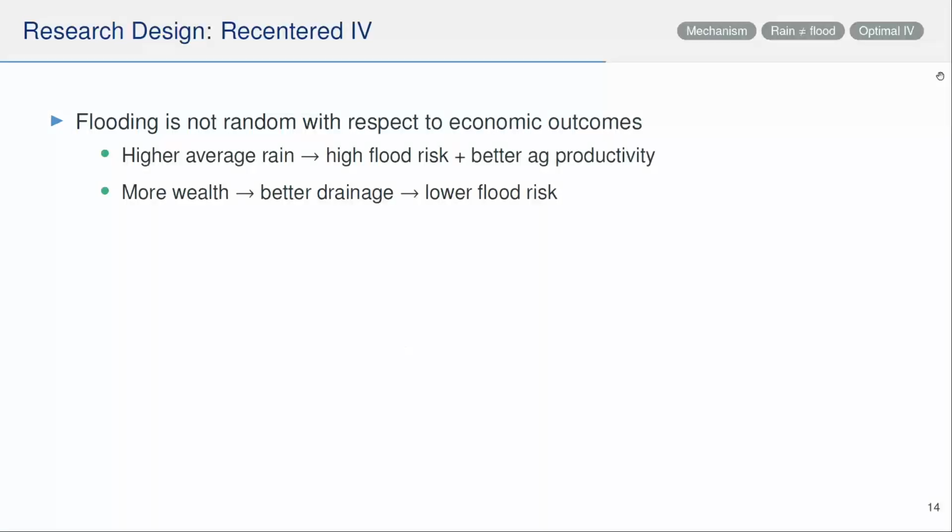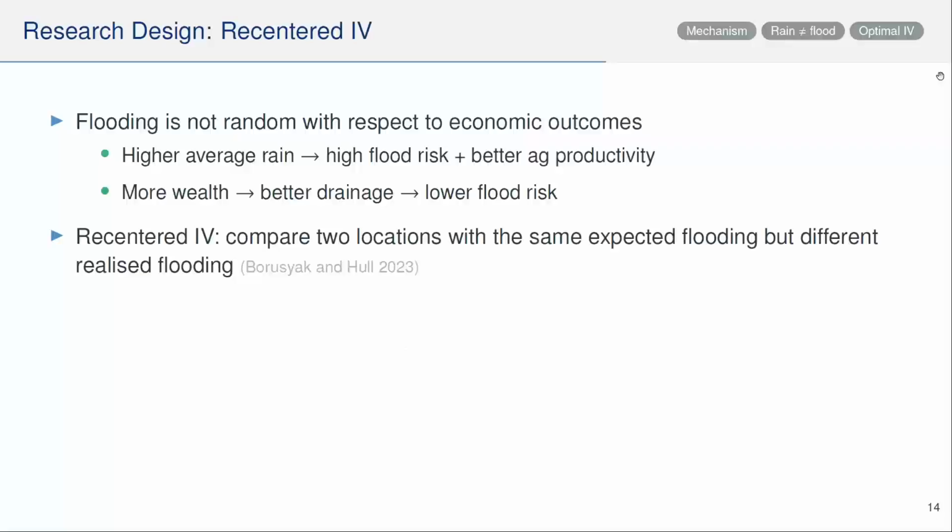Now, key thing, flooding is not random. So we're going to exploit this cross-sectional variation in how intensely you were flooded and how intensely everyone around you was flooded. You can think of many reasons why flooding is not random. I'll let you think of all the reasons because I'm running out of time. To deal with this, we're going to use recentered IV. We compare two locations that have the same expected flooding, but one had a big flood this year and the other didn't.